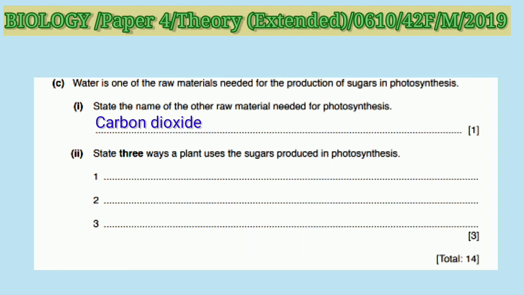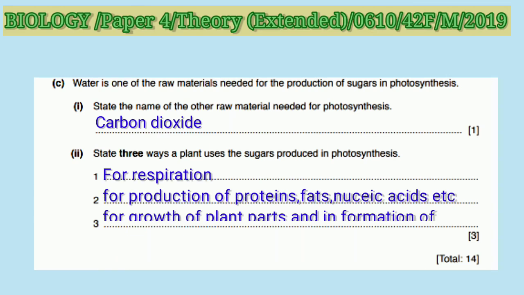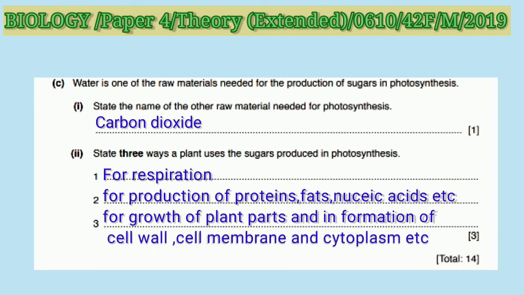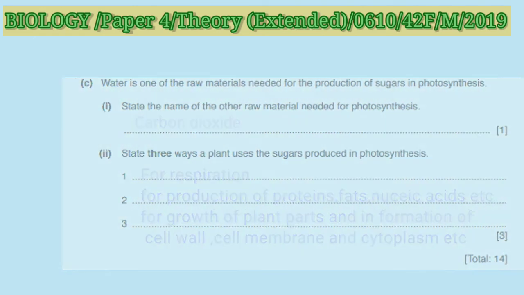Second sub-question. State three ways a plant uses sugars produced in photosynthesis. Plant uses sugars produced in photosynthesis in following ways. First, for respiration. Second, for production of proteins, fats, nucleic acids, etc. Third, for growth of plant parts and in the formation of cell wall, cell membrane and cytoplasm, etc.